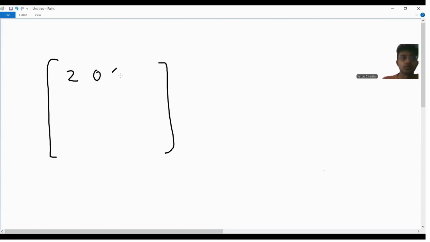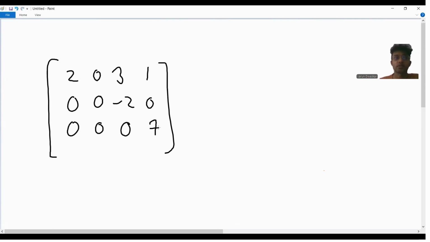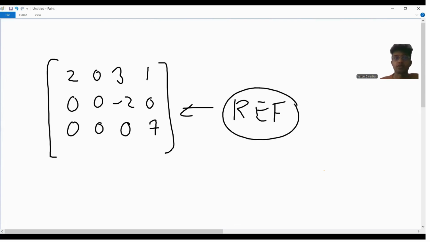2, 0, 3, 1, 0, 0, -2, 0, 0, 0, 0, 7. Right? So now we have to assess whether this is a REF, row echelon form. So the first prerequisite is that all zero rows have to be at the bottom. There are no all zero rows here, so we can ignore the first condition, right?